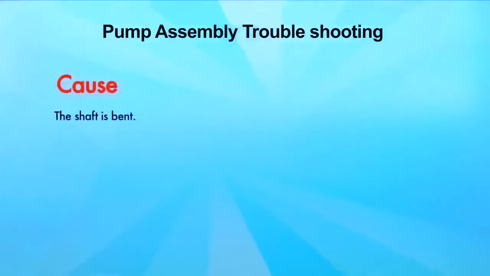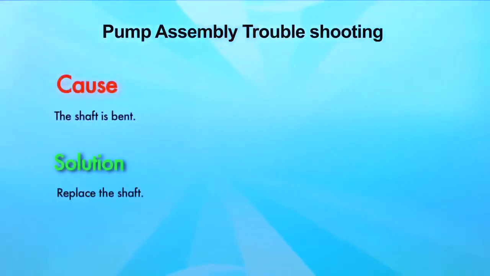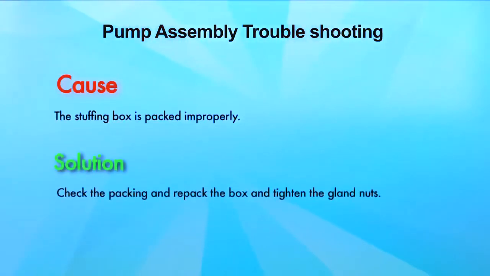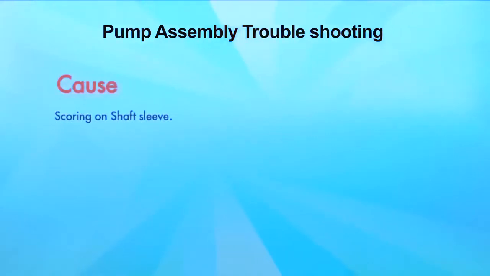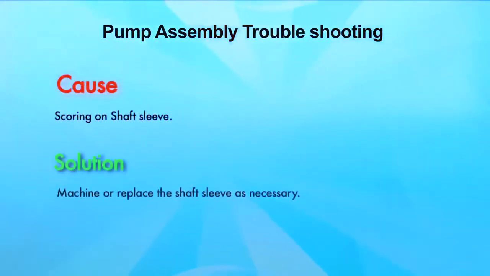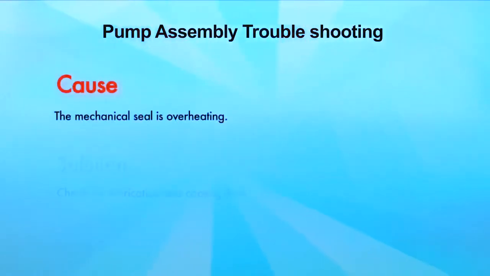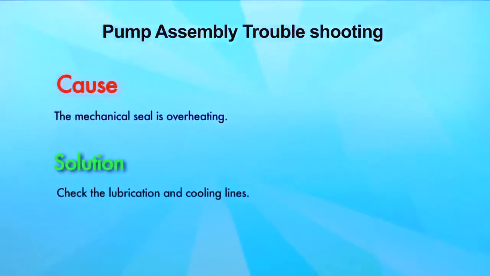Number 4. The shaft is bent. Replace the shaft. Number 5. The stuffing box is packed improperly. Check the packing and repack the box and tighten the gland nuts. Number 6. Scoring on the shaft sleeve. Machine or replace the shaft sleeve as necessary. Number 7. The mechanical seal is overheating. Check the lubrication and cooling lines.